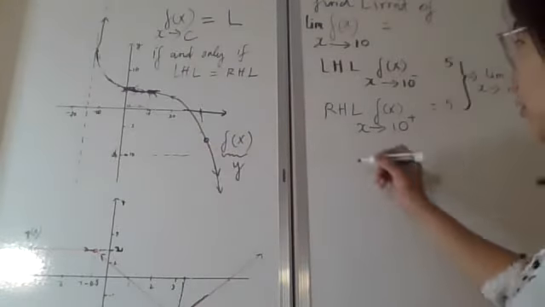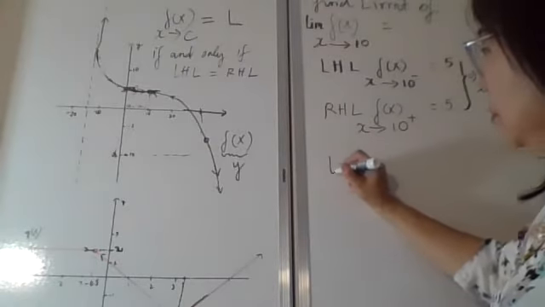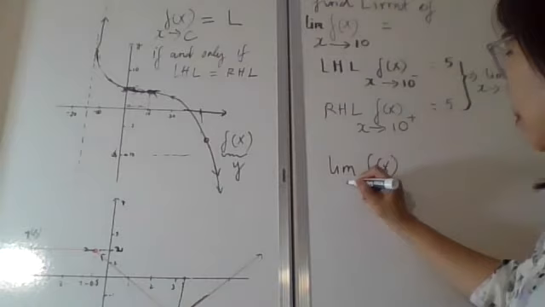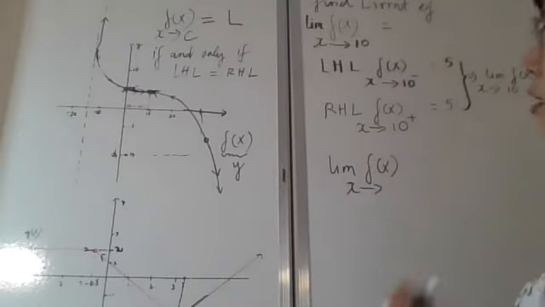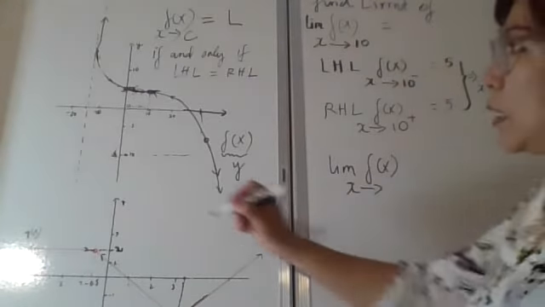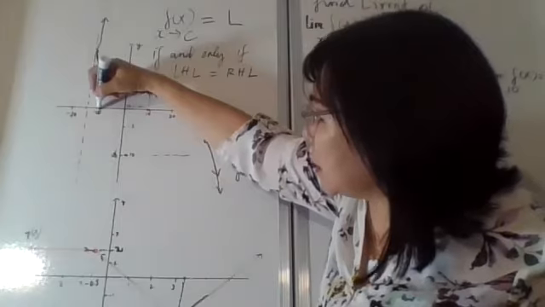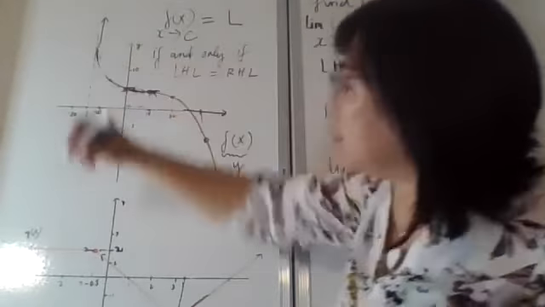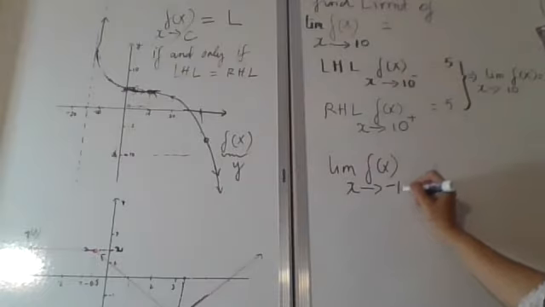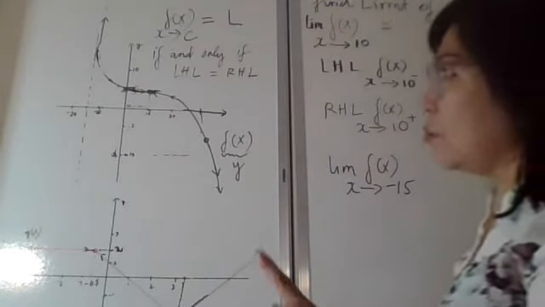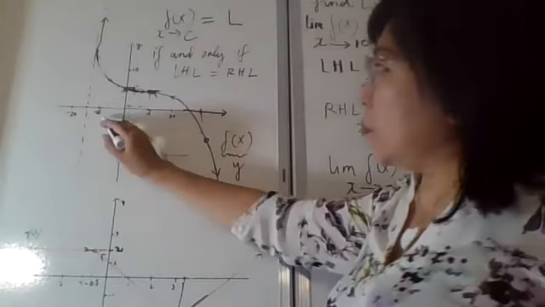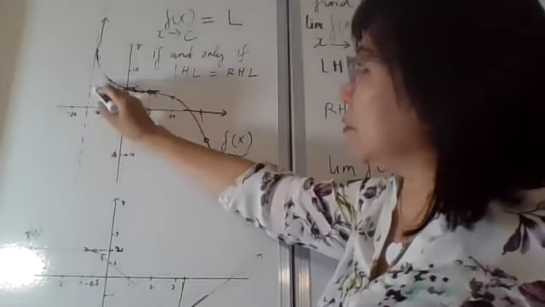So now my question to you, what about the limit of the same function f of x, but when x no longer approaches 10, but when x approaches, this is minus 10, right? This is positive 10, this is minus 10, this is 15. So minus 15. When x approaches minus 15. Again, you always look at the left-hand limit and the right-hand limit. So when x approaches minus 15, right?